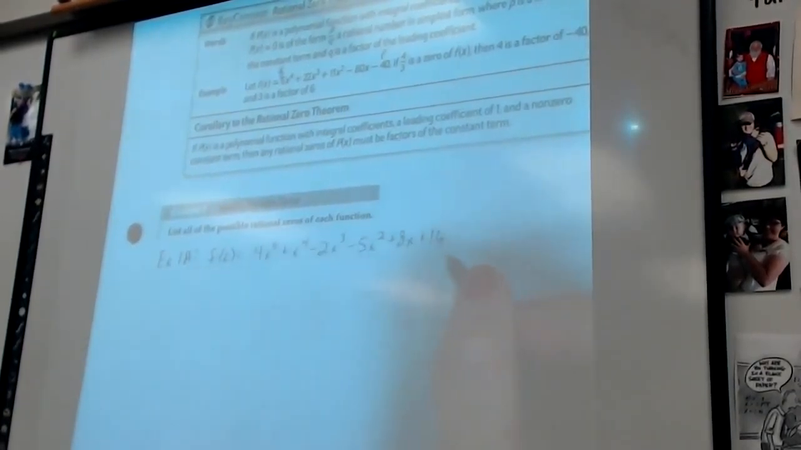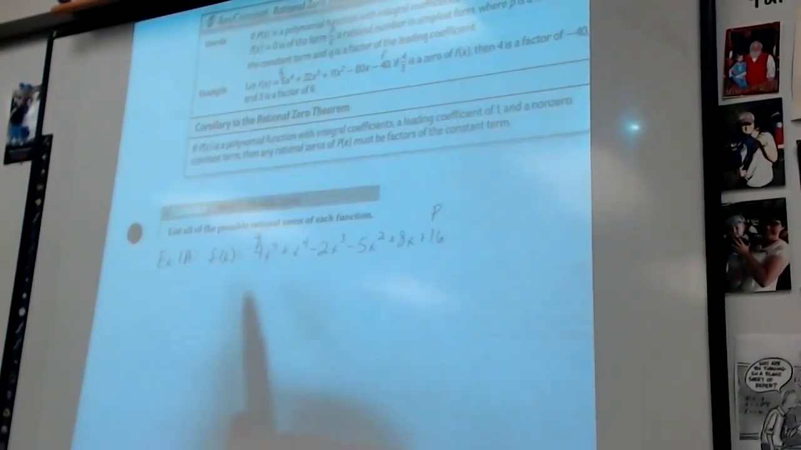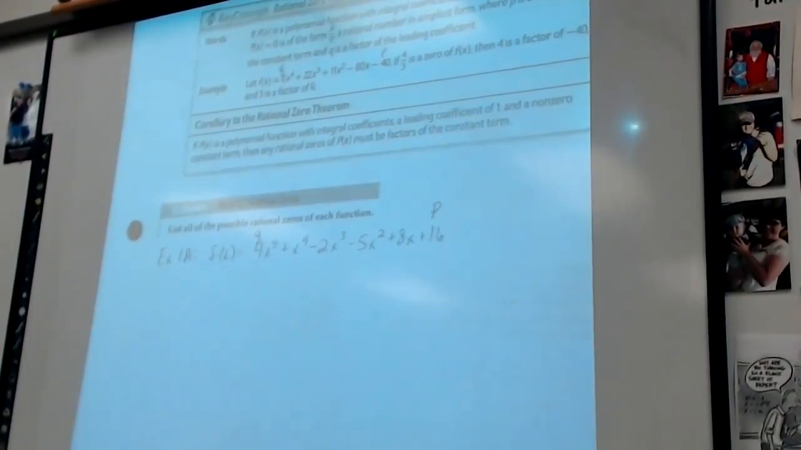So our P is the constant, that would be 16. Our Q is the leading coefficient, which here would be 4. Your leading coefficient is always the coefficient of the term with the highest exponent. So if they're in order, highest to lowest, then that front number is your leading coefficient. If they're not in order, then your leading coefficient will be somewhere else. But most of the time, they're going to be in order, and if they're not, I suggest you put them in order. It makes it a lot easier.